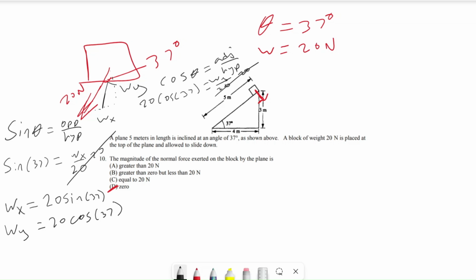Now what we need to do is calculate our forces acting in the y direction. The reason being, we want to know the magnitude of the normal force exerted on the block by the plane. So here we have the object right here. We have the normal force. Force normal is always perpendicular to the surface.